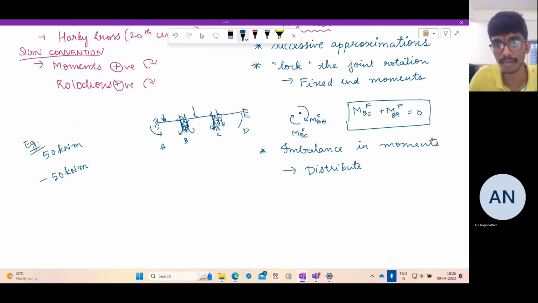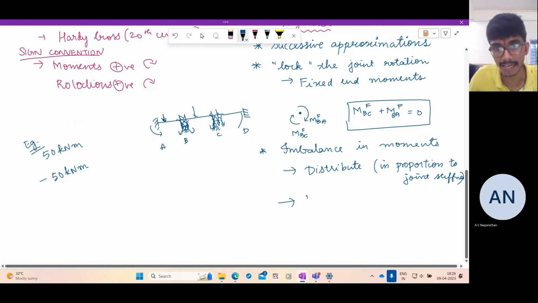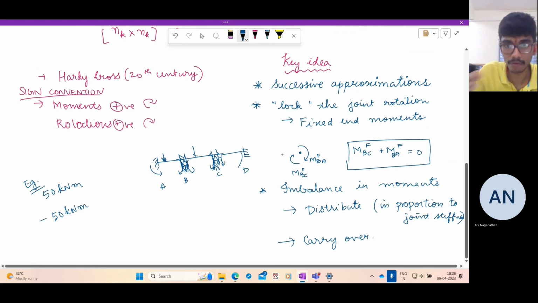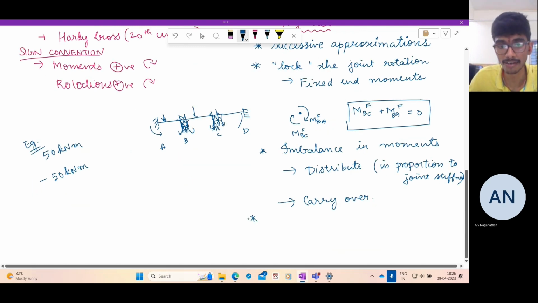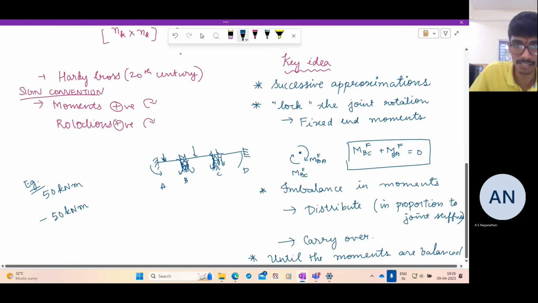So once you have distributed the moments in proportion to the stiffness, we'll see in detail, the next step is to carry over the moment to the fixed supports. So we keep doing this iteratively until the moment imbalance becomes very small, until the moments are balanced. So this is the key idea. It's a method of successive approximations.